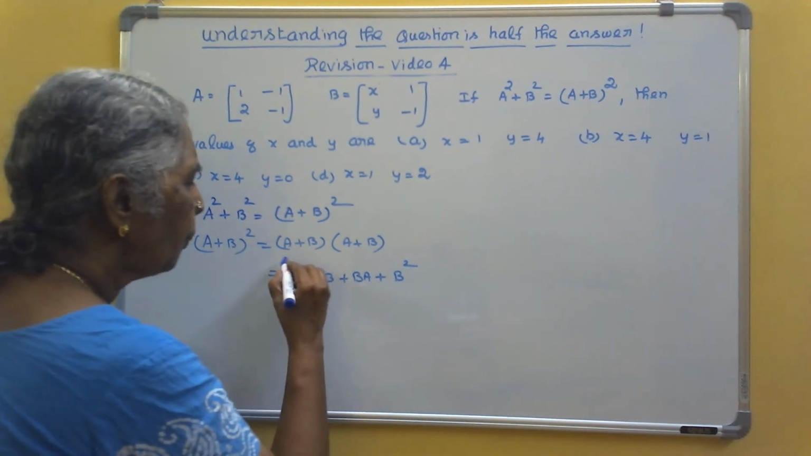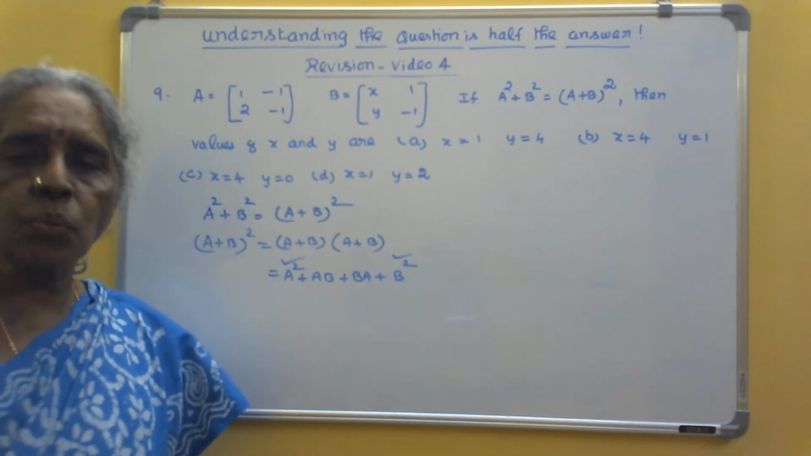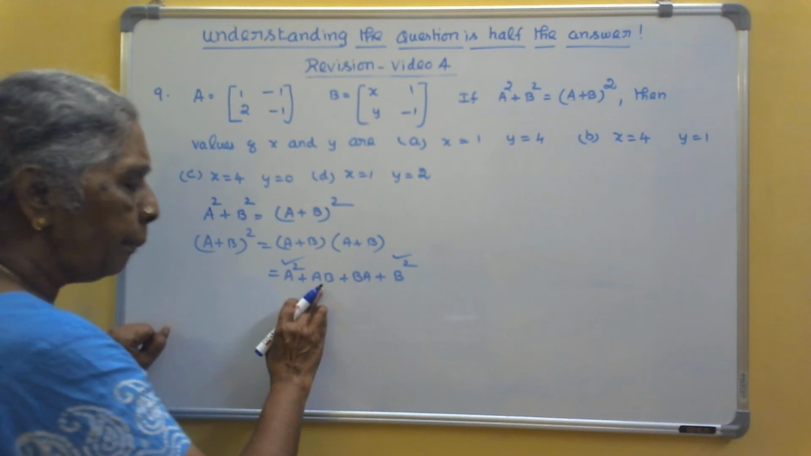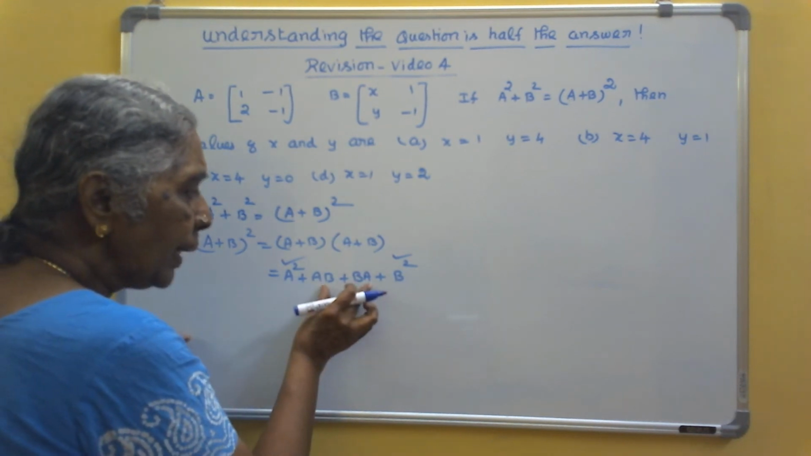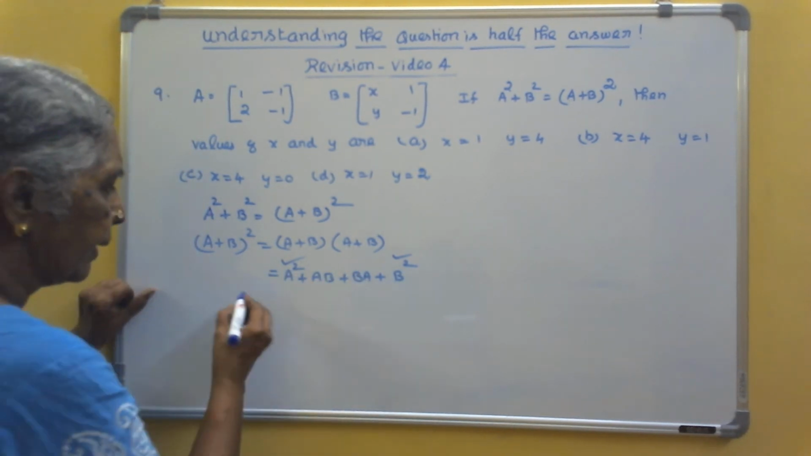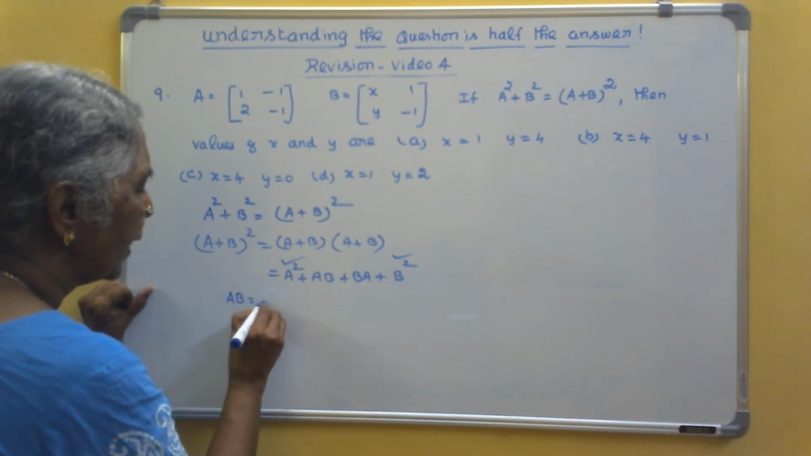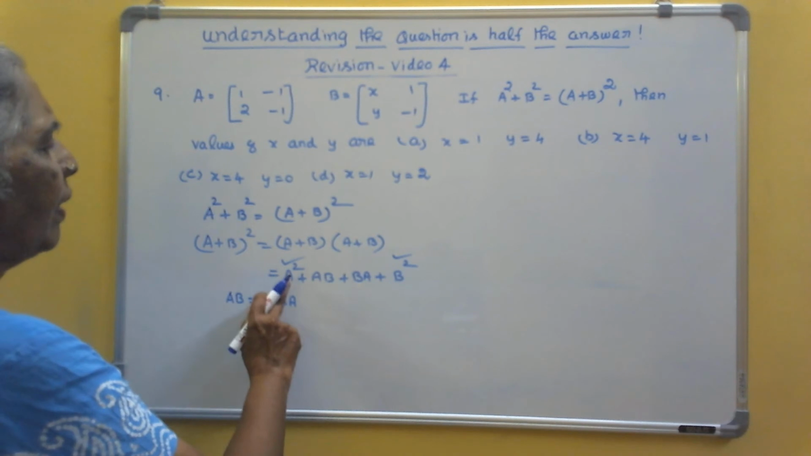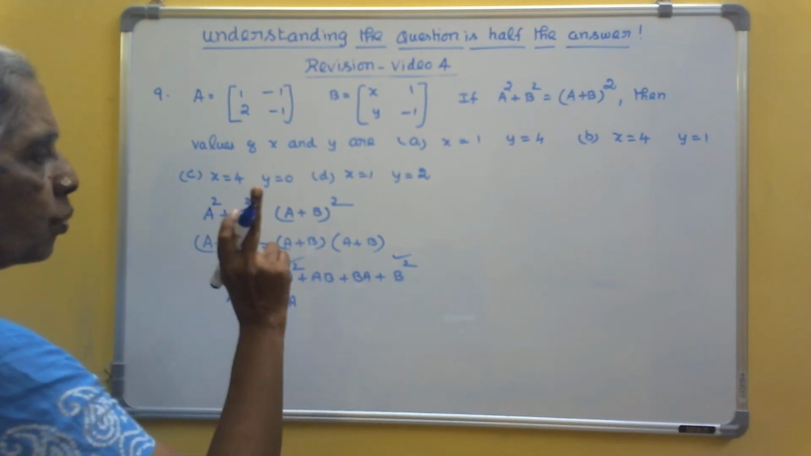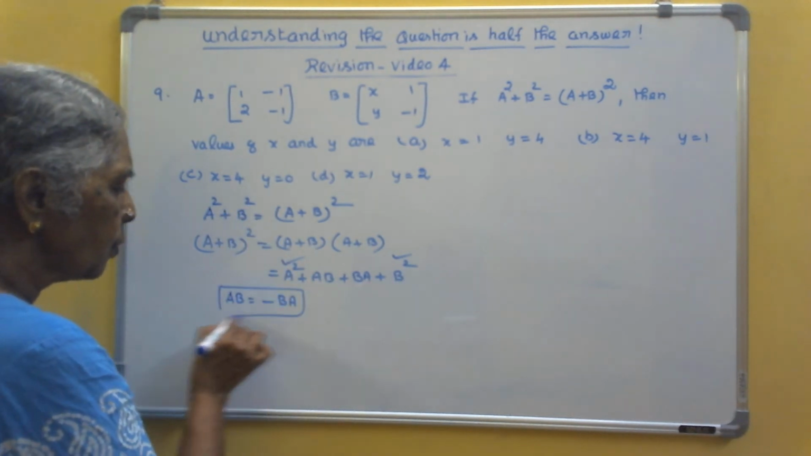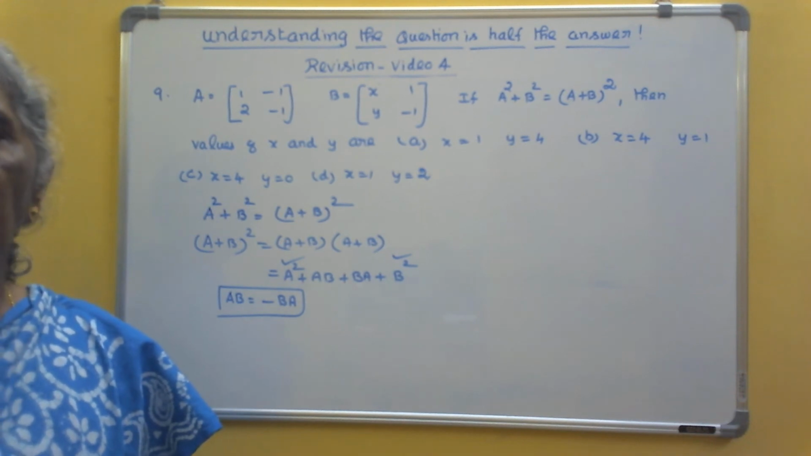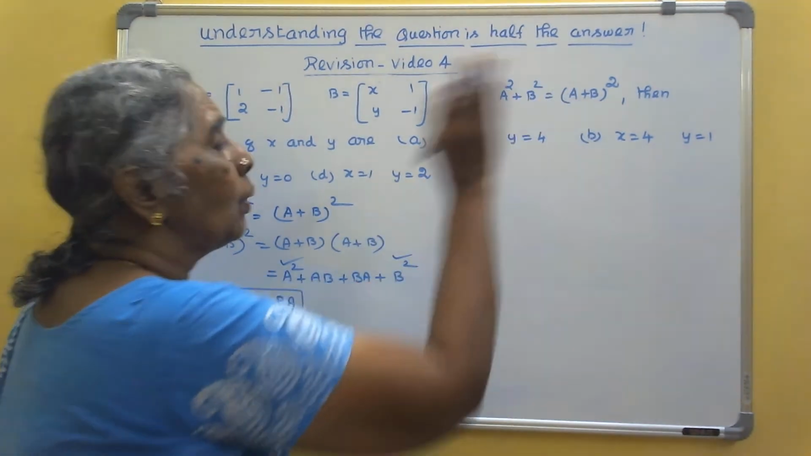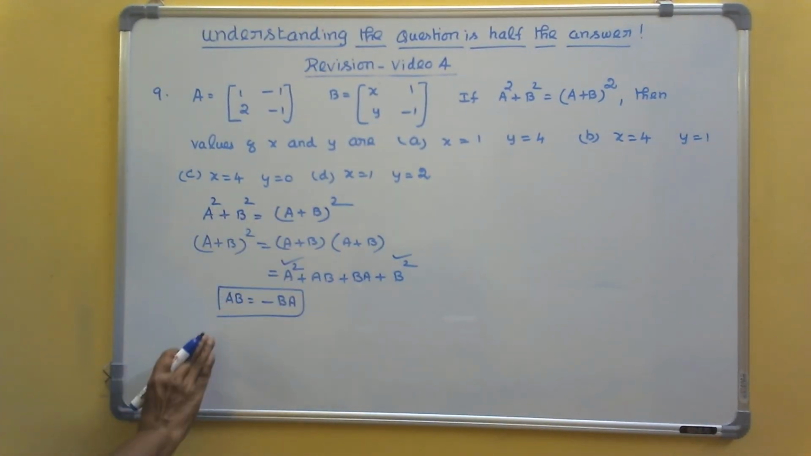Now this should be equal to only A squared plus B squared. What does it mean then? AB and BA should get cancelled. That is, I can say AB should be equal to minus BA. Then only we will get A squared plus B squared. So we have to use this concept to find the values of x and y, and no need of doing all these things. So this we can work out easily.